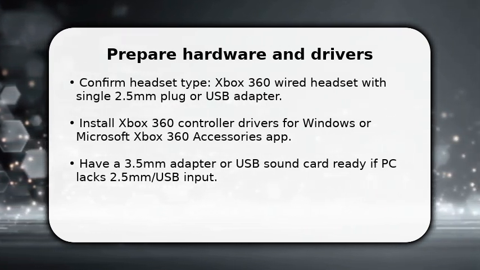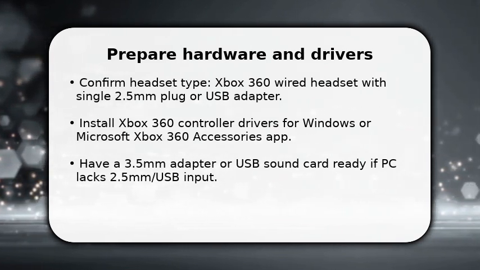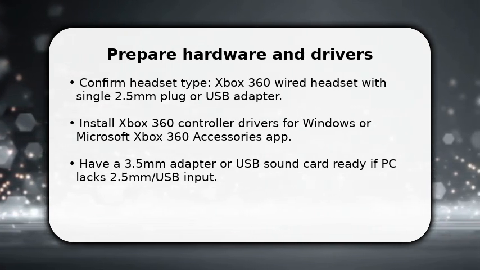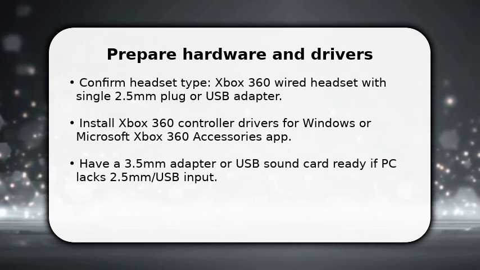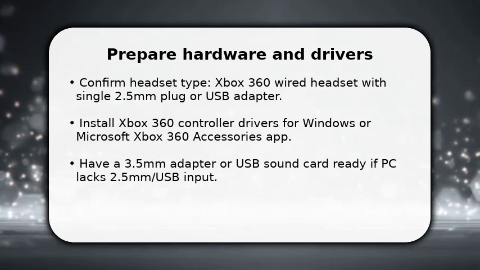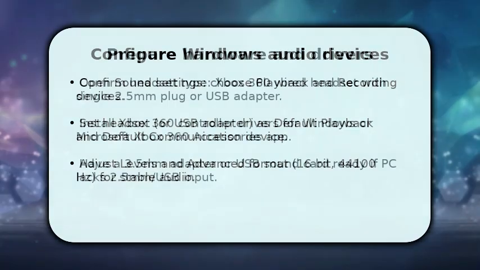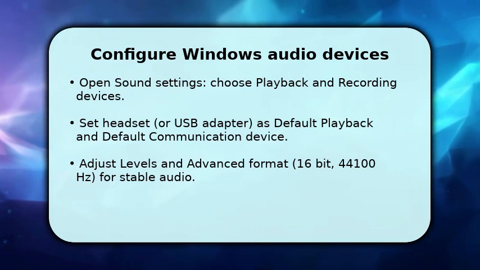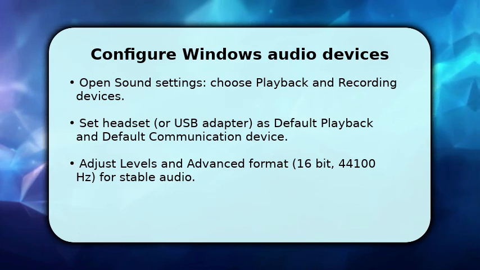PC via USB. Make sure Windows recognizes the controller and install Microsoft's Xbox 360 drivers or the Accessories app. If your PC lacks the correct jack, connect a USB sound adapter now so audio routing later will be possible without extra troubleshooting. Once drivers are installed, open Windows Sound Settings and view both playback and recording tabs to locate the headset or USB adapter entry.